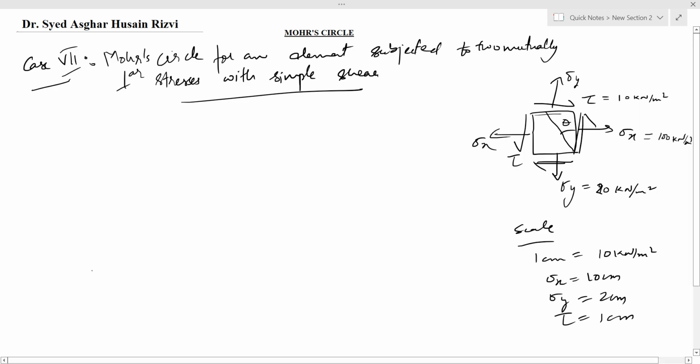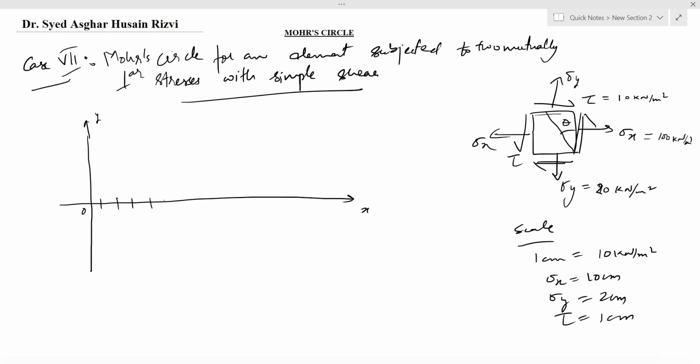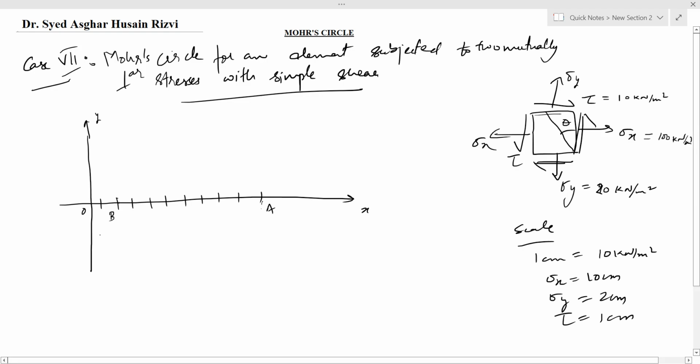Again we will draw the axes, x-axis, y-axis, origin, 1, 2, 3, 4, 5, 6, 8, 9, 10. We'll mark this point as A, we'll mark this point as B. This is sigma y, then this is sigma x. We'll mark this point as C, center. But this is not the center for this case.